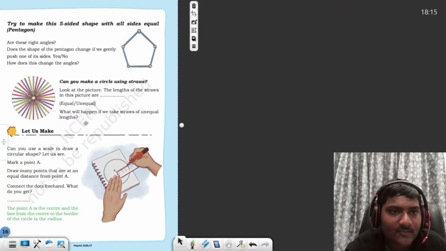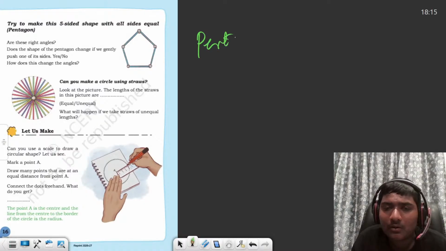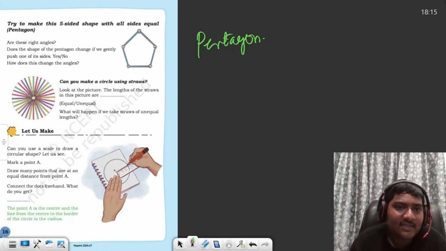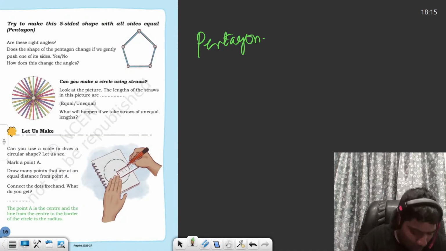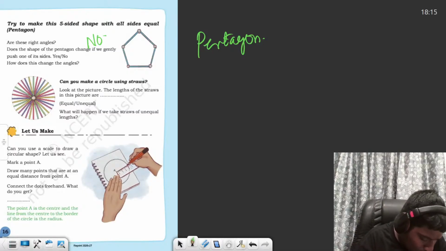So, what is there on this page? Try to make a five-sided shape. What is meant by five-sided? I already informed you: pentagon. Are these right angles? Does the shape of a pentagon change if we gently push one side? Yes or no? Please let me know if you know the answer. No, these are not right angles. Push one side.